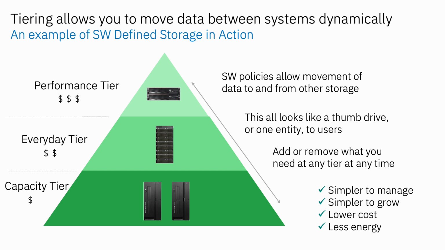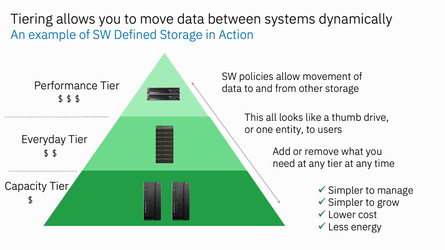Okay, so you could say, well, how about I move the data from the performance tier to the everyday tier if data hasn't been touched in a month? And then if it hasn't been touched in 2 months or 6 months or whatever policy you want to define, it'll automatically go down to the tape library. So there's an example of tiering and software policies doing this dynamically. Now, from a user standpoint, they see just one drive here. So in this example, I've got 2 NVMe systems.